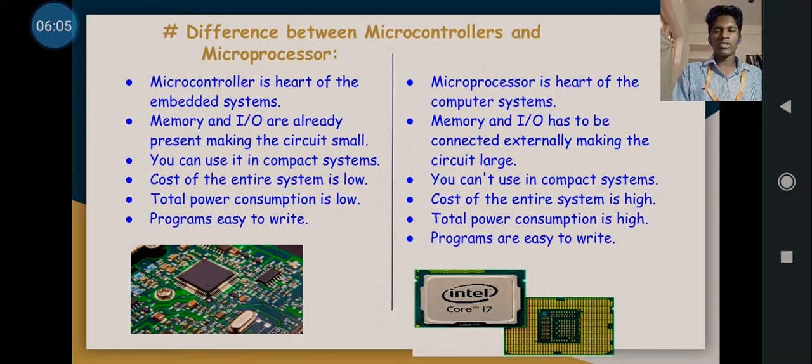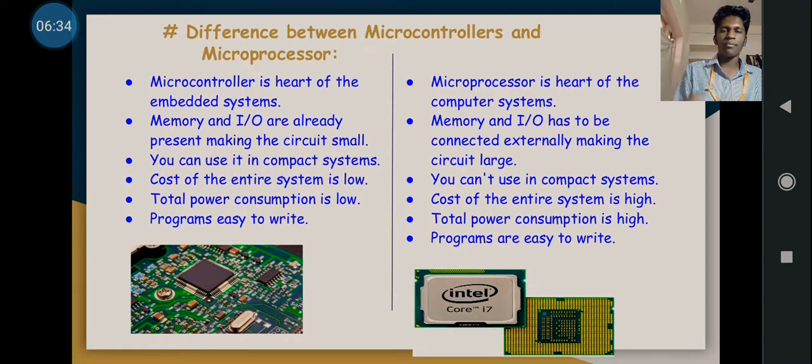Since memory and input output ports are already present in a microcontroller, you can use it in compact systems because it's small and more efficient. Whereas with a microprocessor, since the size is bigger, it becomes more difficult to use in compact systems. The cost of the entire system in a microcontroller is very low, for the above reasons, because it can be used in compact systems.